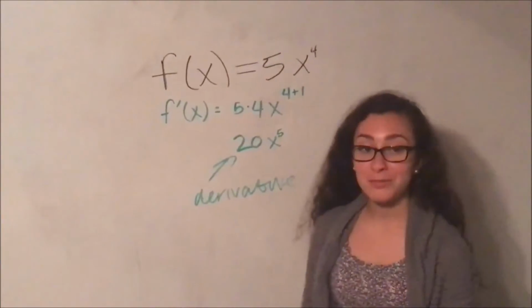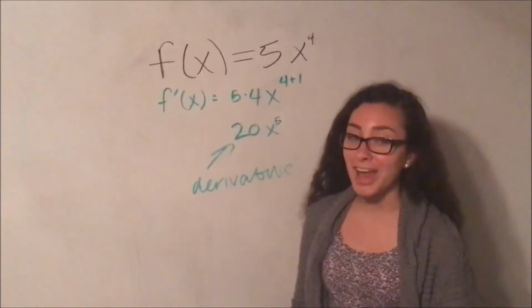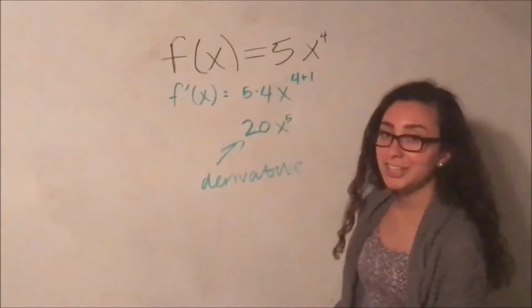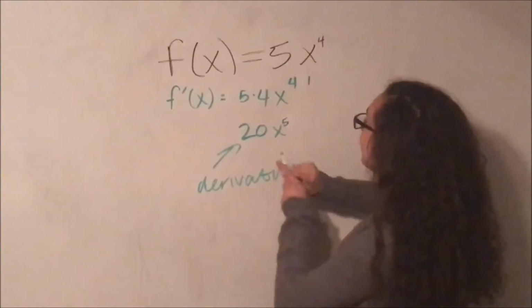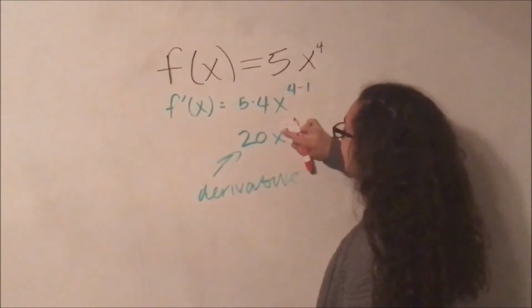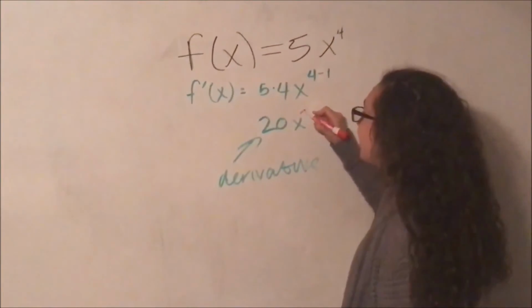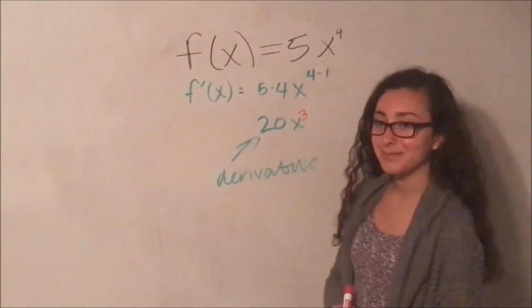Miss Norwood, aren't we supposed to subtract 1 from the exponent? I'm glad you said that. Don't feel bad, Laurel. This is a mistake a lot of people make. What you're going to want to do is subtract 1. So you're going to end up with 20x cubed as your derivative.